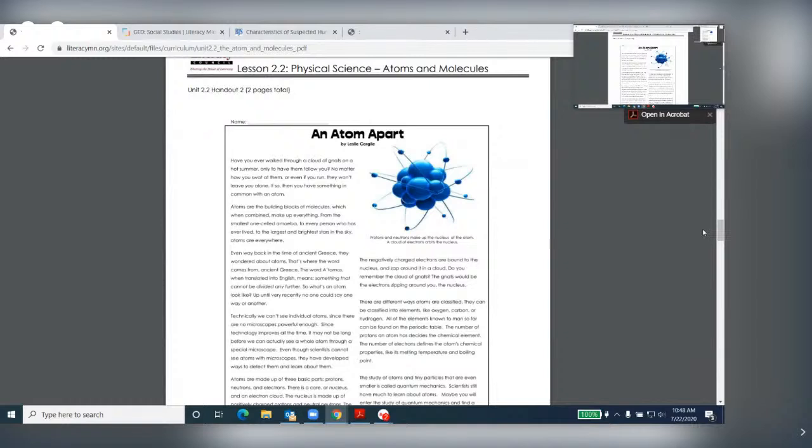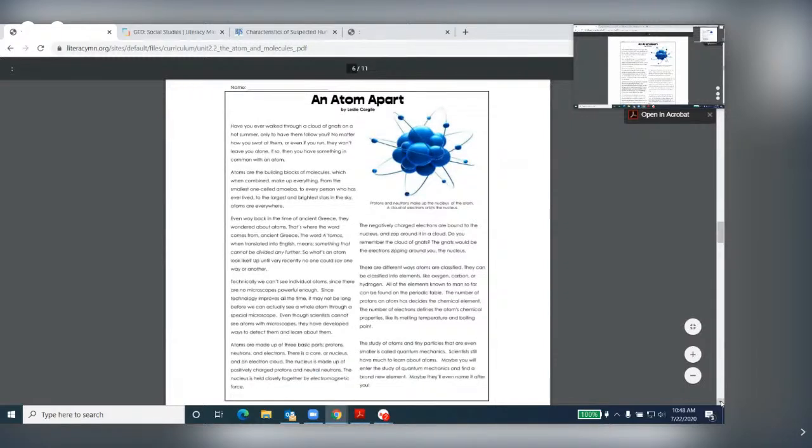through a special microscope. Even though scientists cannot see atoms with microscopes, they have developed ways to detect them and learn about them. Atoms are made of 3 basic parts: protons, neutrons, and electrons. There is a core or nucleus and an electron cloud.